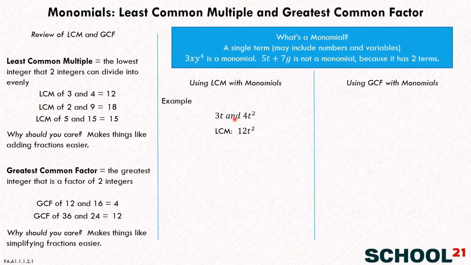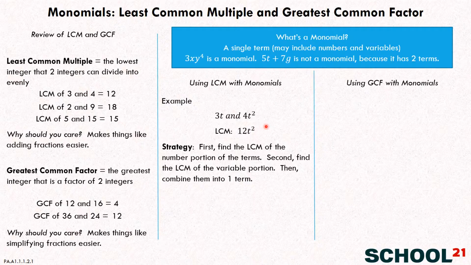it. If we just put a t right there, t squared can't divide into t. So you need something at least as big as the t squared. So does that kind of make sense? Okay, so one of the ways we can think about this is the steps you take, the strategy. So first you can find the least common multiple of the number portion of the terms, like the 3 and the 4. And then you can find the least common multiple of the variable portion. And then you can combine them back into that single term of 12t squared.